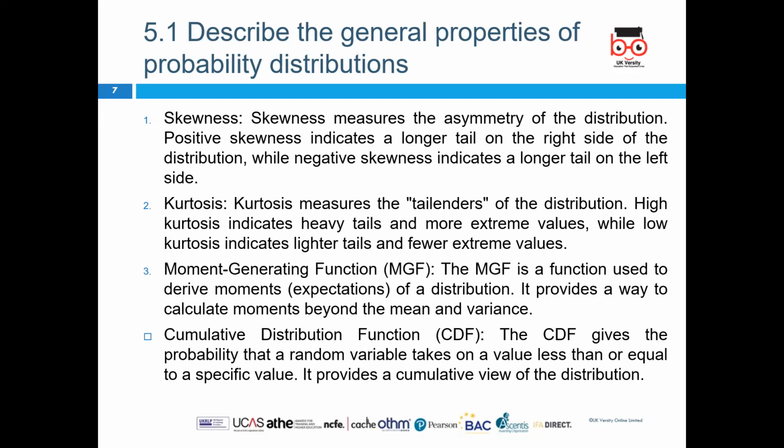Then you have the cumulative distribution function. The cumulative distribution function gives the probability that the random variable takes a value less than or equal to a specific value. So it basically provides a cumulative view of the distribution. For example, what is the probability that a particular student will get less than the mean value in a class? Say a student's name is Mark, and if the mean value of the class is 4.5, what is the probability that Mark will get less than 4.5 in his test score? So it provides a cumulative view of the distribution.